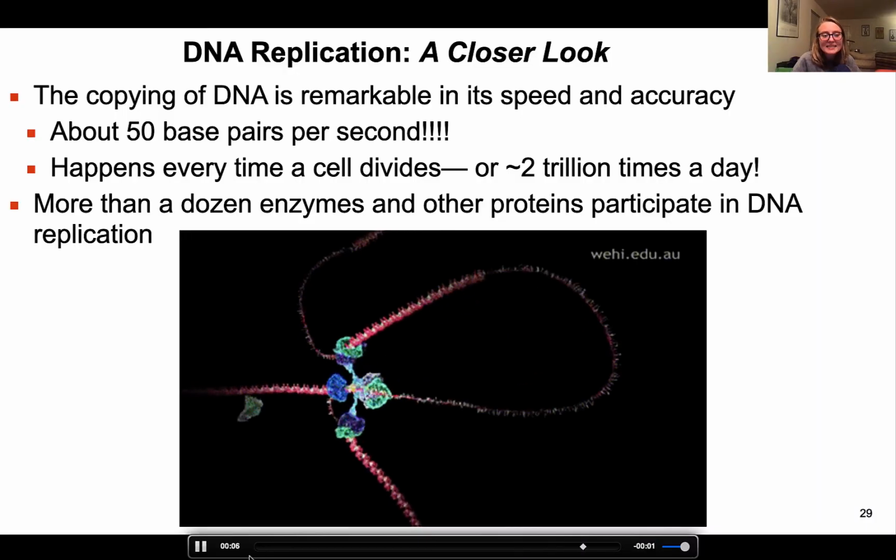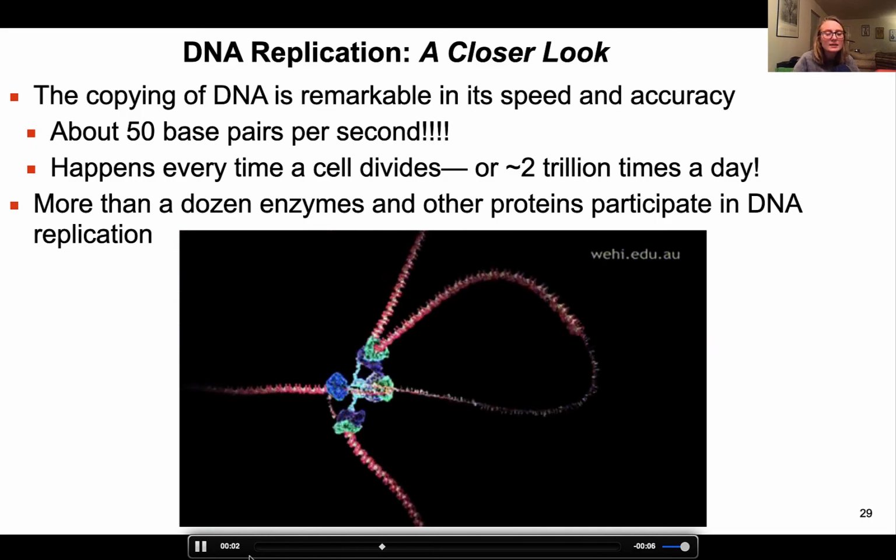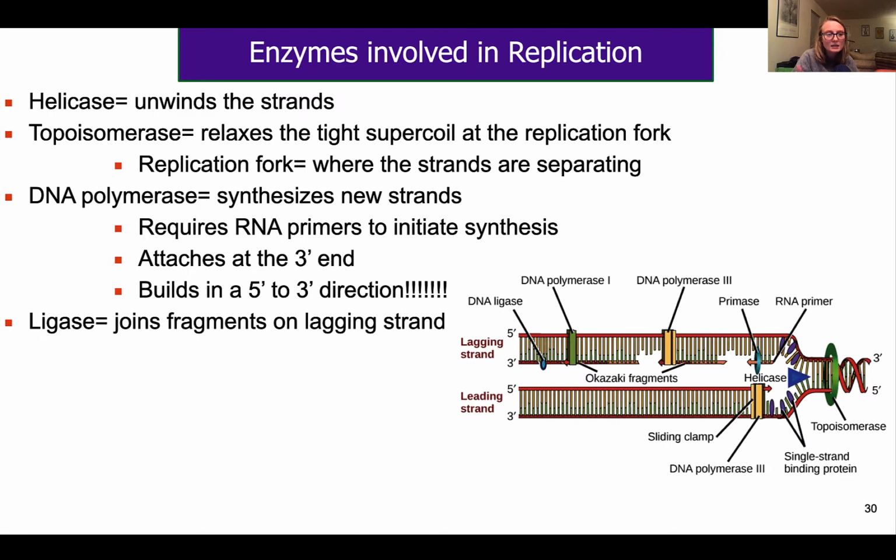The molecular machines that make DNA replication possible include dozens of enzymes and other proteins, but luckily, we are only going to focus on 4 of these, at least for now. So helicase is an enzyme that unwinds the strands. It's in charge of unwinding the helix, and then topoisomerase will relax the supercoil. It gets really tight right around where it is starting to uncoil, so topoisomerase relaxes that supercoil at the replication fork. What's the replication fork? That's this Y-shaped formation where the strands are separating, where the replication is happening. DNA polymerase is another enzyme.